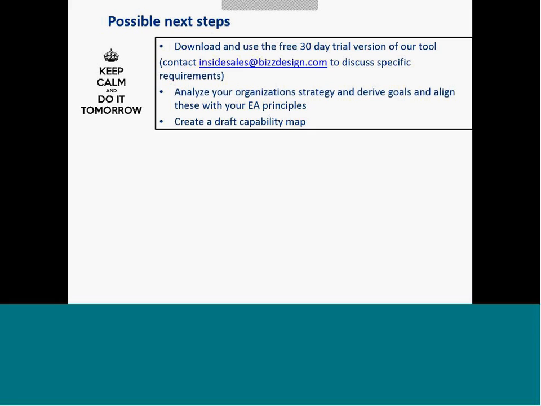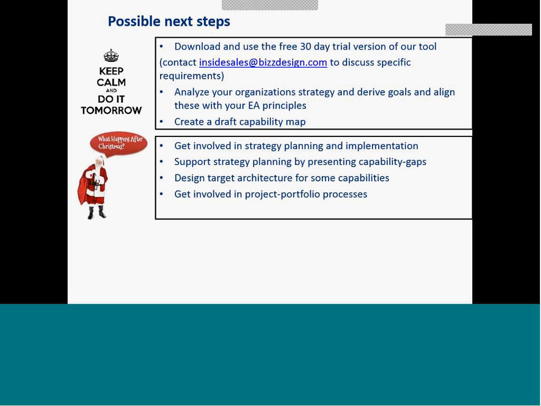I suggest that you can start analyzing your organization's strategy, and that you can derive goals and align these with your architecture principles. That really can make a difference, and architectural principles become more accepted. You could also start creating a draft capability map. You might want to invest in getting involved in strategic planning. You could support strategy planning by presenting capability gaps, showing before-after type views or heat maps. You're designing target architectures for some of your capabilities, creating these capability inventories.